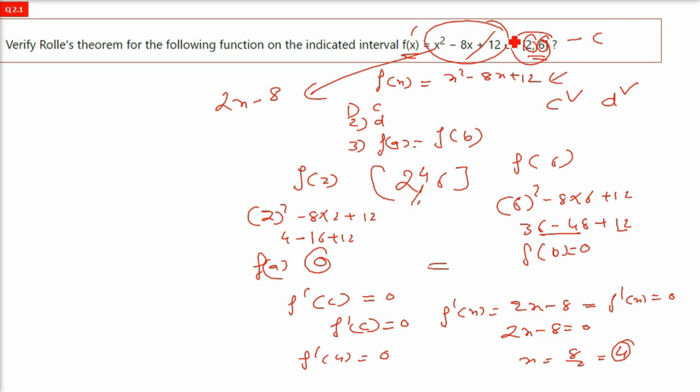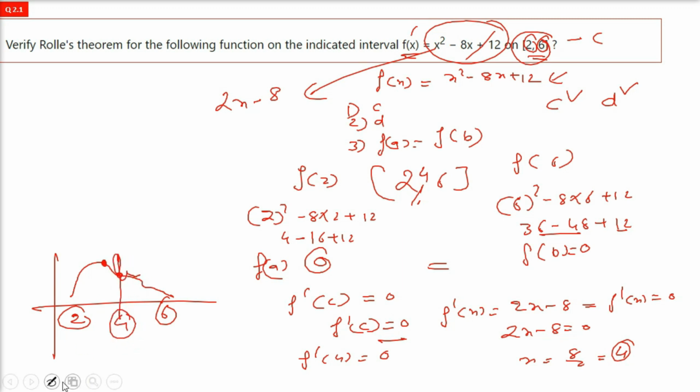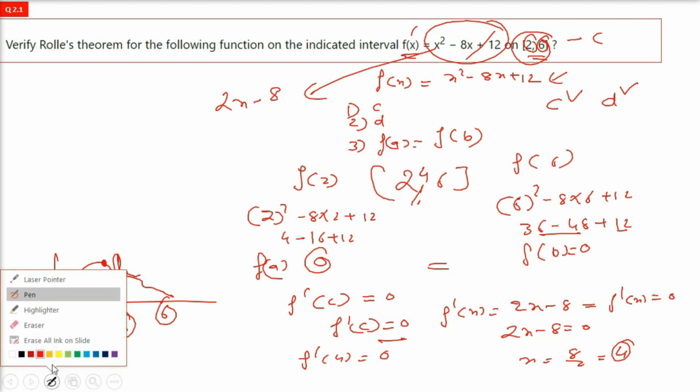So we have applied Rolle's theorem. We have checked all the conditions and we are quite satisfied with it. We started with 2, we ended with 6. In between we got 4 where the graph might have turned. You might have got a straight line parallel to the x-axis, and that also is proved here.